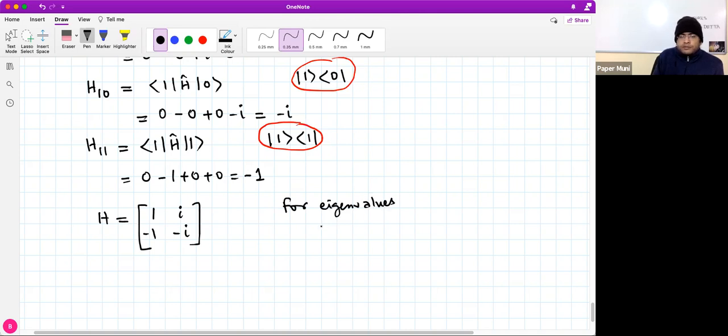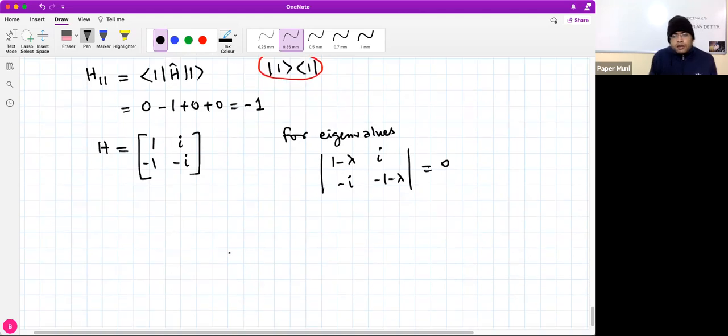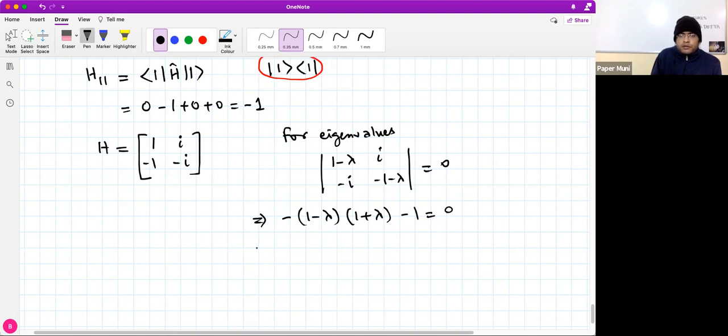So the eigenvalues we can calculate now. 1 minus lambda, I hope everybody knows how to calculate the eigenvalues of a matrix. You take a determinant and put it to 0, where lambda is the eigenvalue. Now if you solve this, expand the determinant, you get 1 minus lambda square, -1 equal to 0. So this is -1 plus lambda square -1 equal to 0. This gives us lambda equal to plus minus √2.